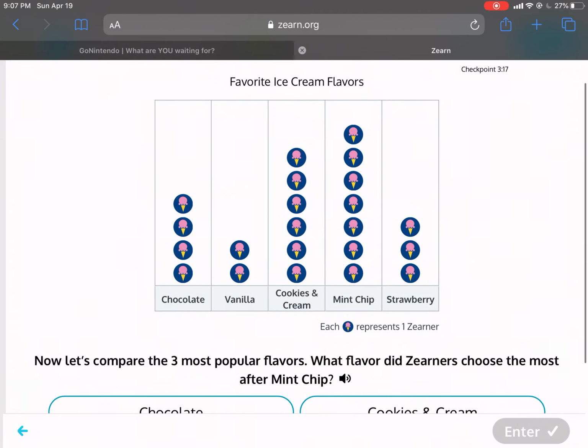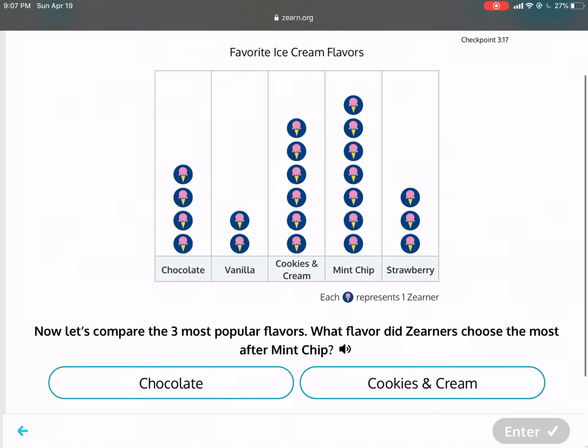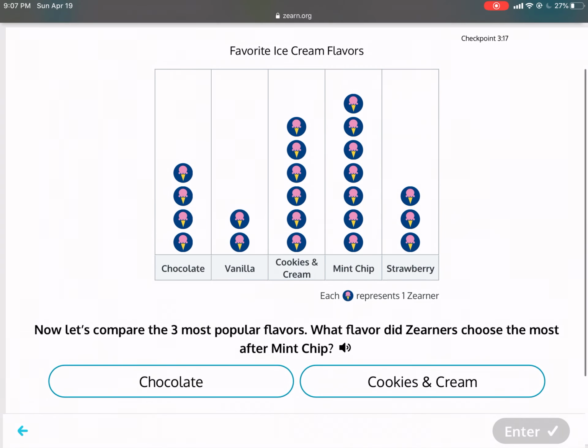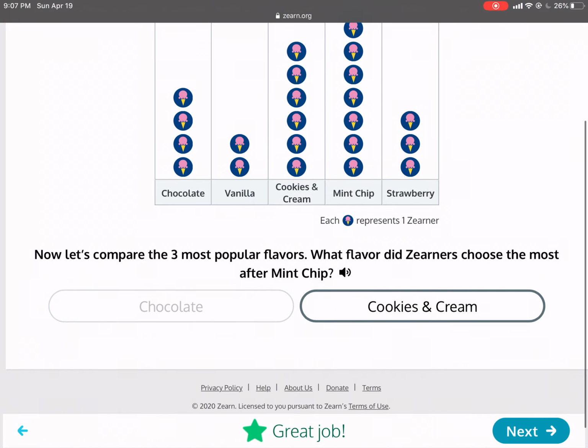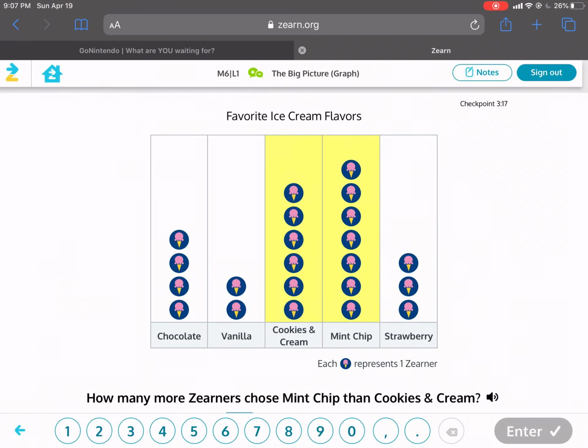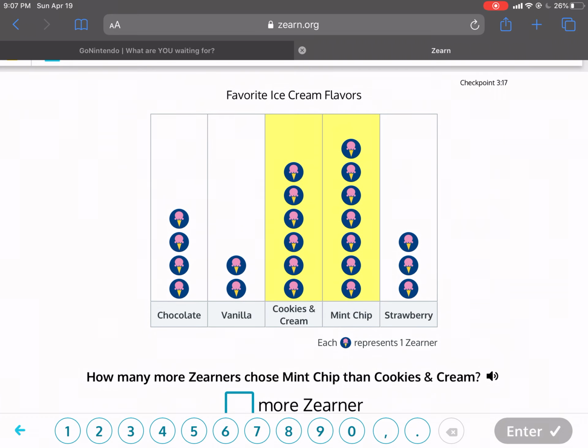Now let's compare the 3 most popular flavors. What flavor did Zerners choose the most after mint chip? Cookies and cream. How many more Zerners chose mint chip than cookies and cream? 7 take away 6 equals 1, so 1 more Zerner, because there are 6 cookies and cream. 6 people chose cookies and cream, and 7 chose mint chocolate chip.